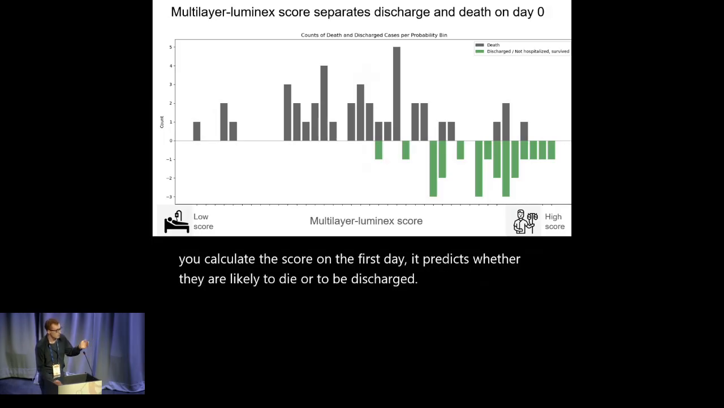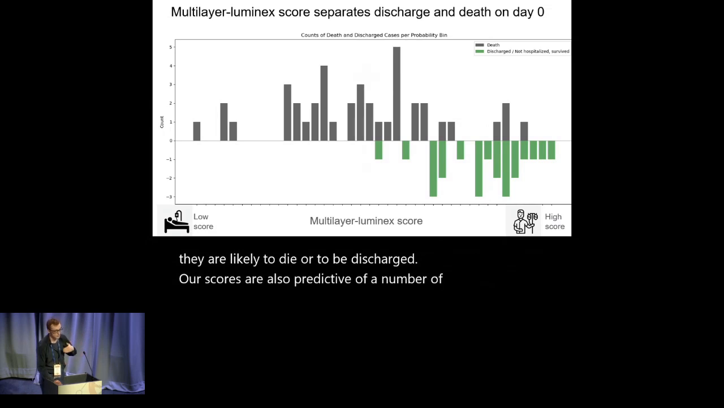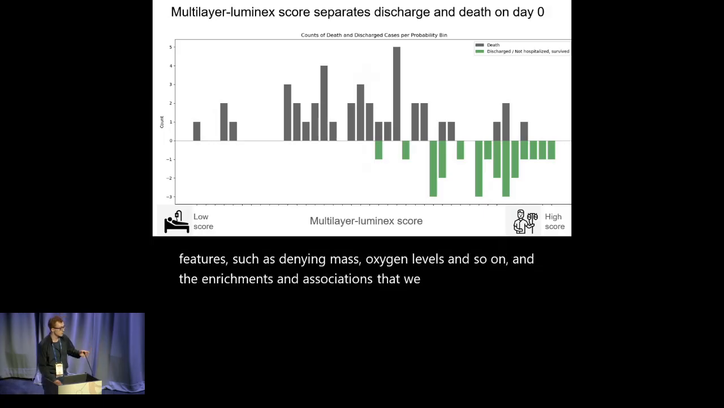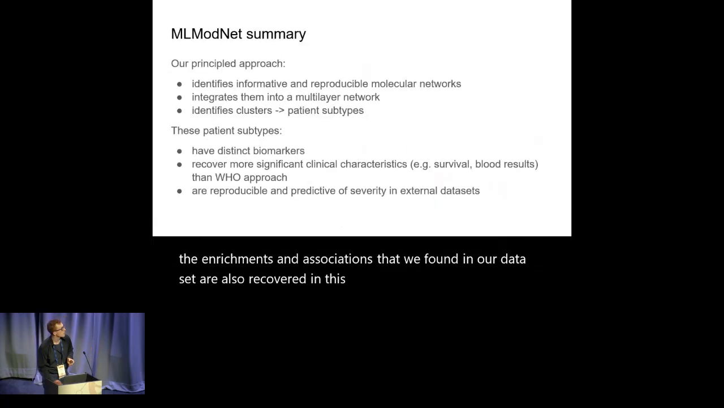Our scores are also predictive of a number of other clinical features such as D-dimers, oxygen levels, and so on. And the enrichments and associations that we found in our data set are also recovered in these external data sets.